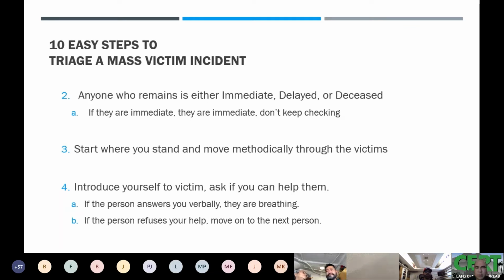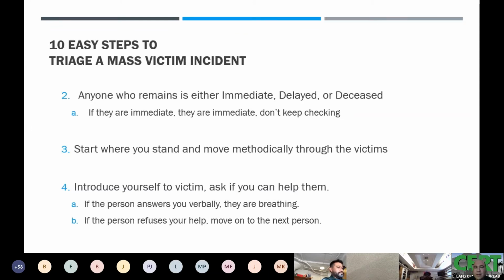When you come up to a victim, the first thing you should do is introduce yourself. You're not a firefighter, you're not a police officer, you're not wearing a uniform that they recognize. So identify yourself: I'm an emergency response team member. I'm here to help you. That's going to tell you one of two things. One, if the person responds to you, they're probably breathing and have some mental capacity. They're conscious if they respond to you.